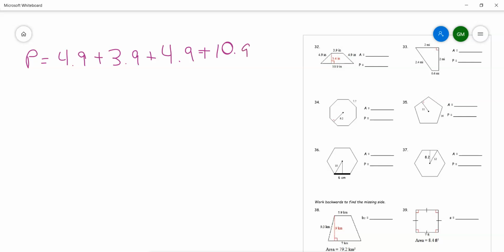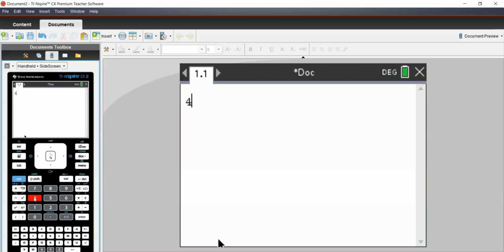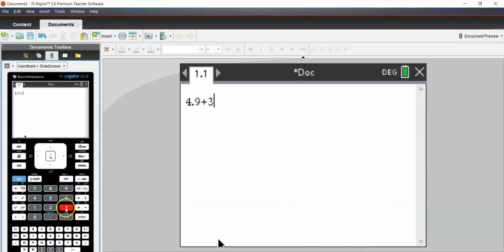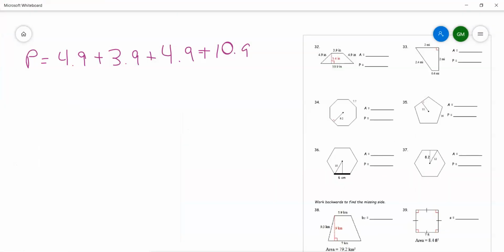All right, so let's go ahead and do that in our calculator. 4.9 plus 3.9 plus 4.9 plus 10.9. And it looks like we get 24.6. So the perimeter for this trapezoid is going to be 24.6 inches. Don't forget units.